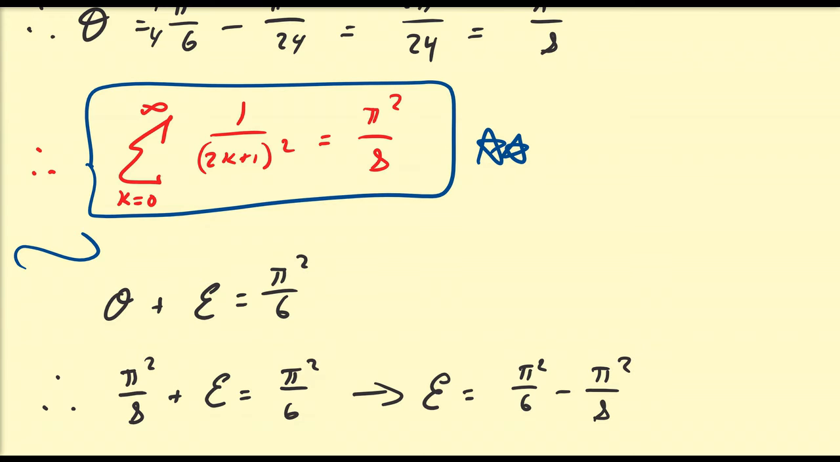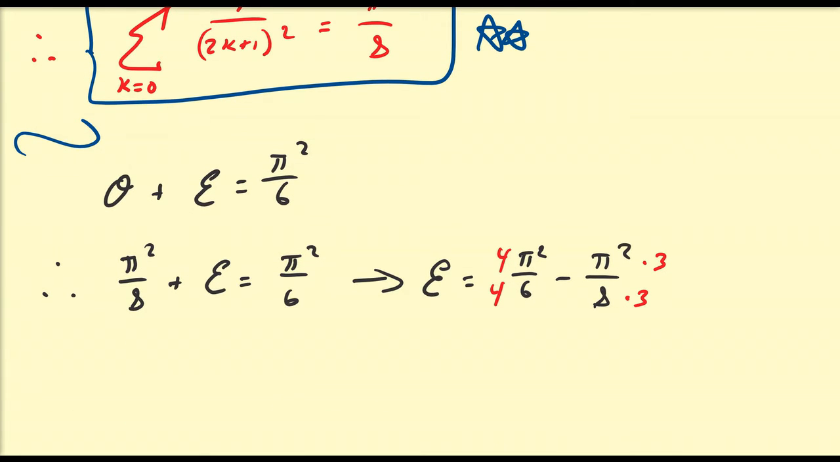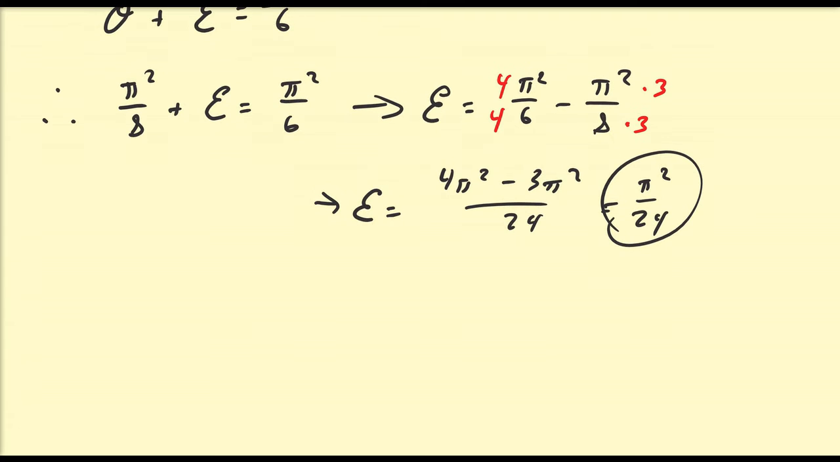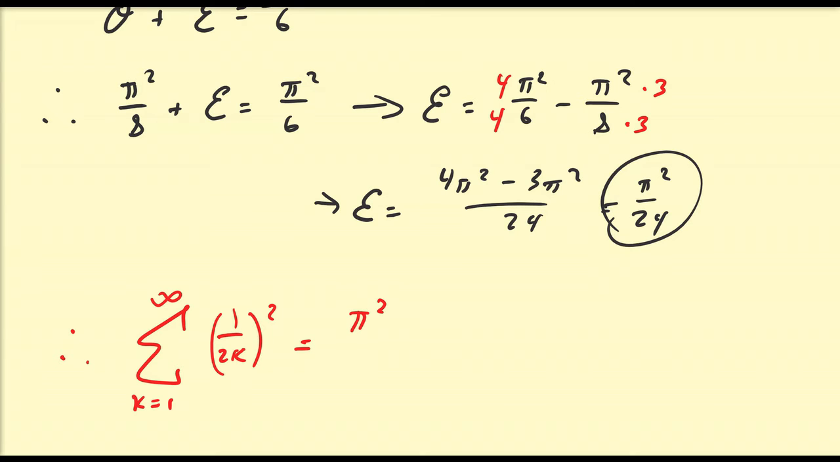I can multiply this by 3 and this by 4. So I'm going to have that E is equal to 4 pi squared minus 3 pi squared over 24, which we know is equal to pi squared over 24. So what does this mean? This means that the sum from k equals 1 to infinity of 1 over (2k) squared is equal to pi squared over 24.